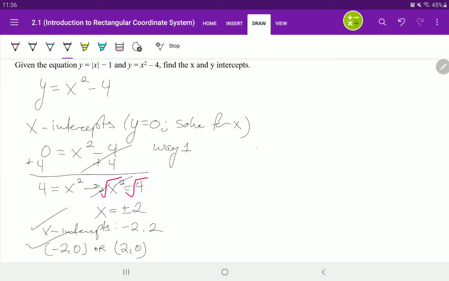Now, for way number 2, when I want to find my x-intercept, we have 0 equals x squared minus 4. If you notice, this right here is the difference of perfect squares, because x squared is a perfect square, 4 is a perfect square, and that's subtraction in between. So therefore, when I have the difference of perfect squares and I want to factor those, we can write those as multiplying conjugates.